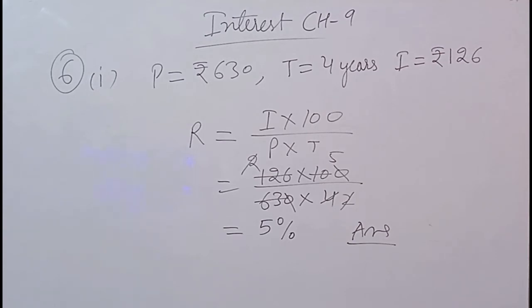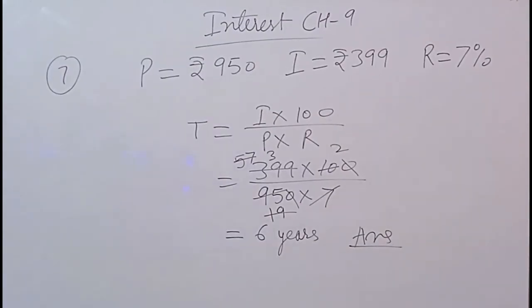So we have to find the rate of interest, and the formula is R equal to I into 100 upon P into T. Put the values: 126 into 100 upon 630 into 4. Zero cancels with zero, 10 of 100 and 10 of 630 will cancel each other. Now 63 twos are 126, 2 will cancel with the 4, 2 times 2 is 4, and 2 fives are 10. So we finally got 5%. So the rate of interest will be 5%. In that manner, you can do question number 6, first part.